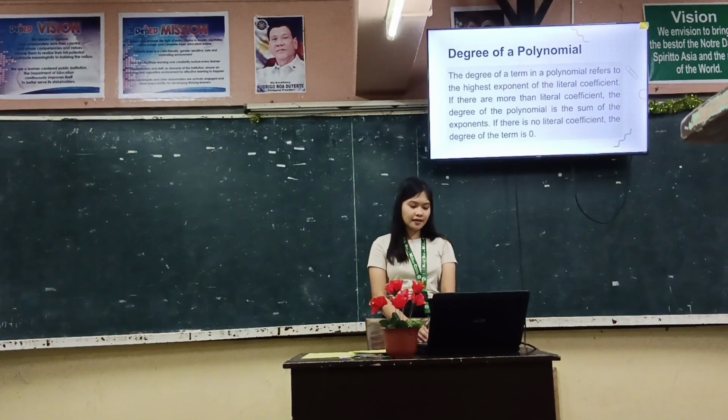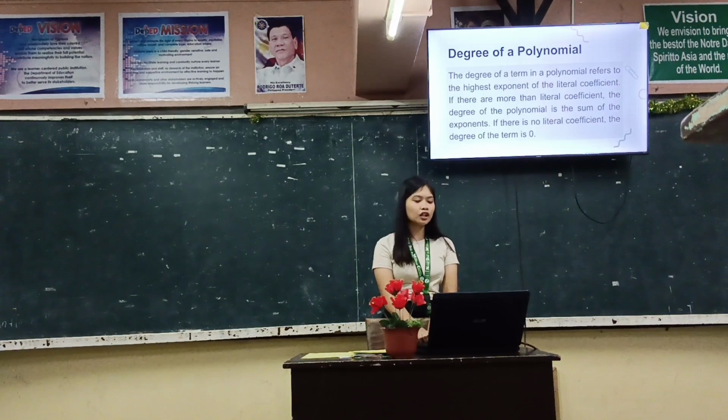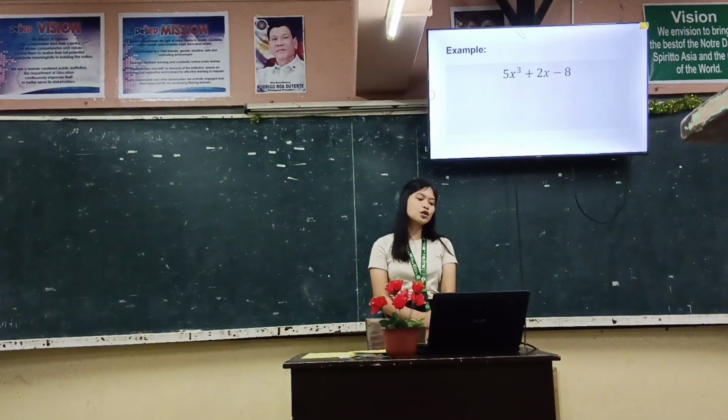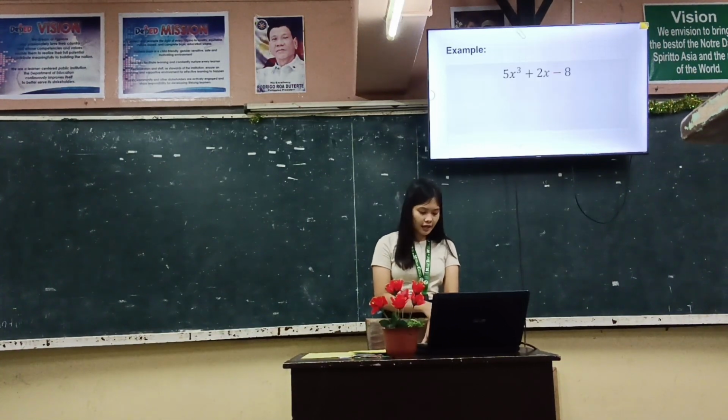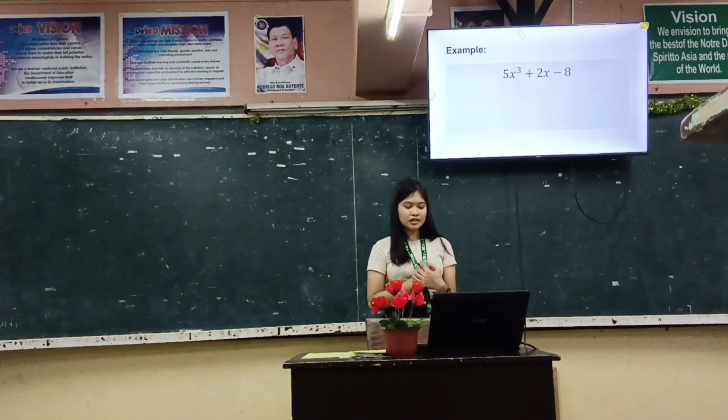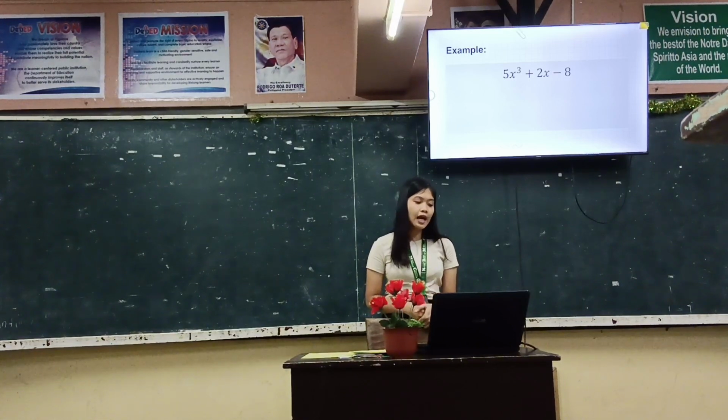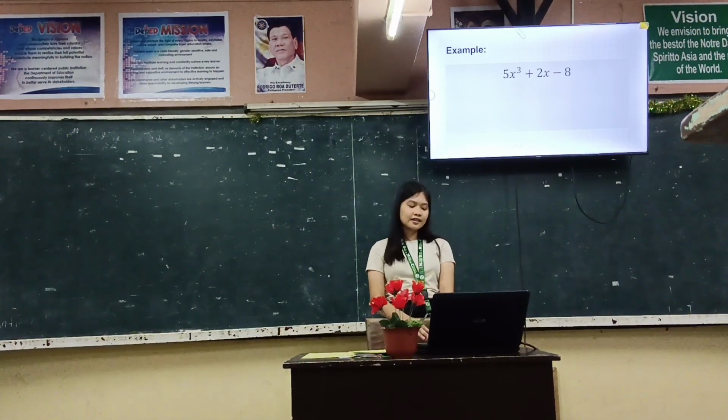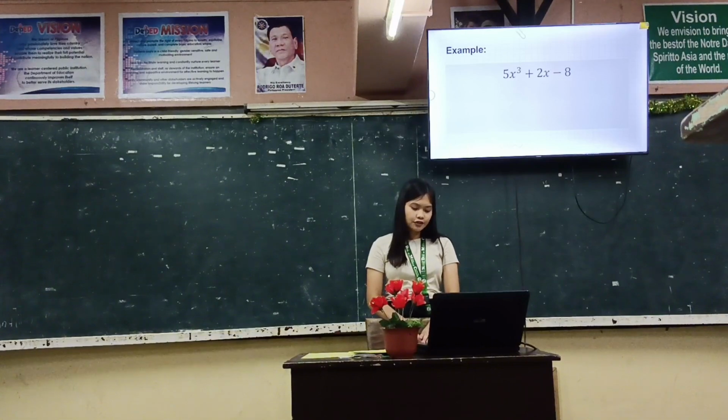degree of the term is 0. So we have here an example of the degree of a polynomial. We have 5x cubed plus 2x minus 8. So as you can see, the degrees of the terms are 3, 2, and 0. With the degree of each term in the given polynomial, the highest degree is 3. So thus the degree of the polynomial is 3.